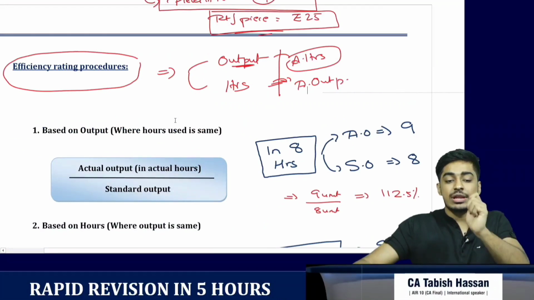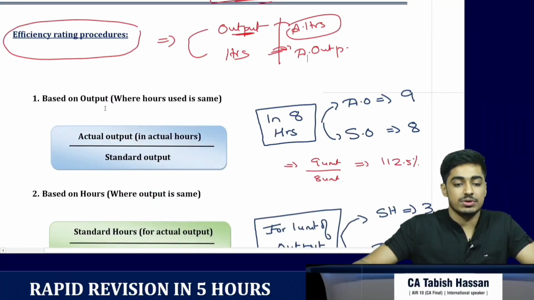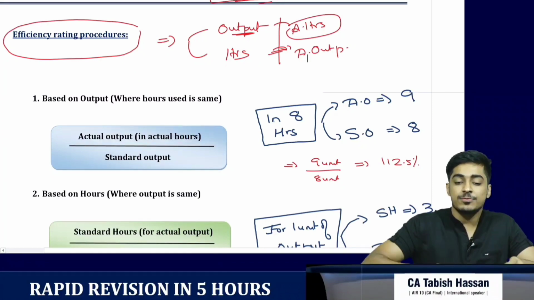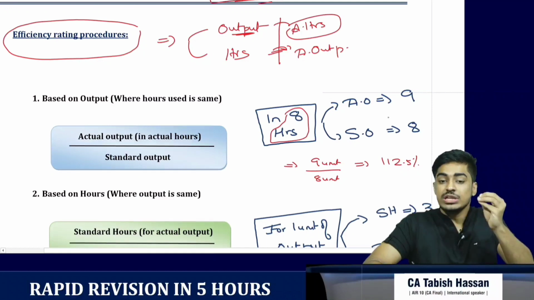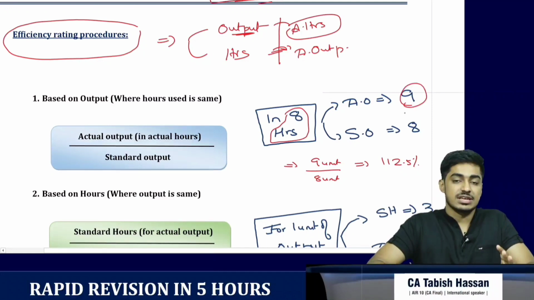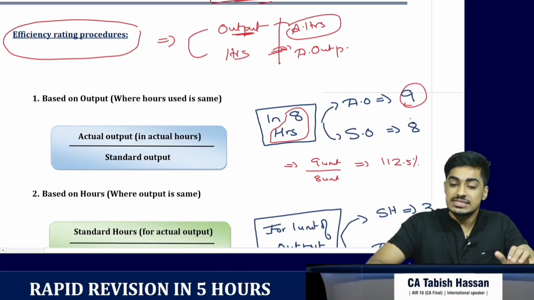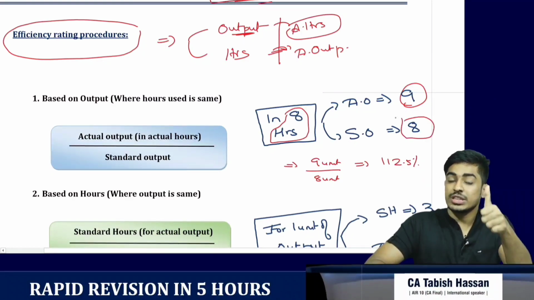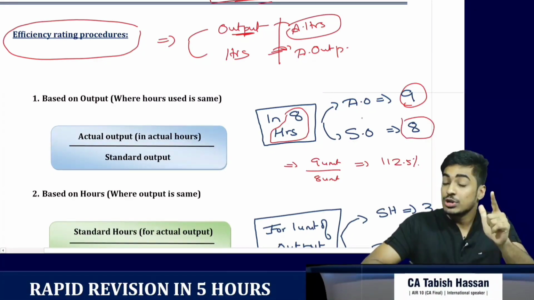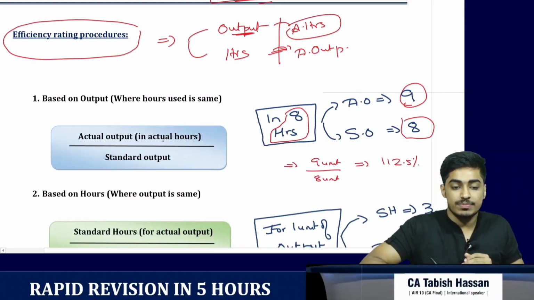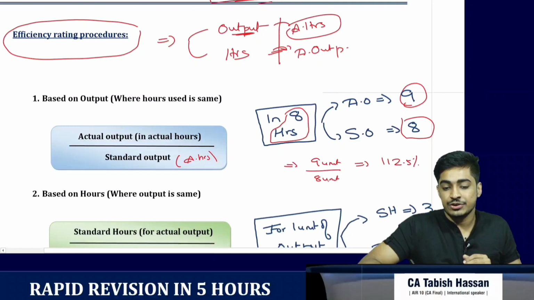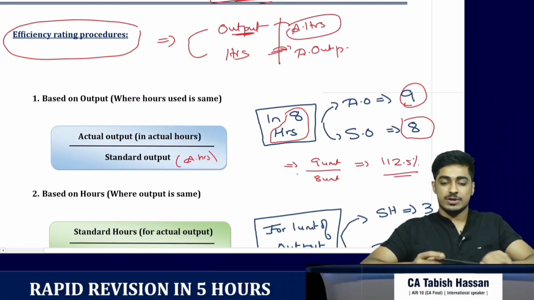Let's see. First, let us calculate efficiency based on the output. That is where actual hours is given. Say we have worked for 8 hours. In 8 hours, actually, we have produced 9 units, but the standard general benchmark is 8. So we have produced more than the benchmark. So are we more efficient? Yes. So how do we get that? It is actual output in actual hours, that is 9 units, divided by standard output in actual hours. That is 9 unit by 8 unit. We get it at 112.5%.